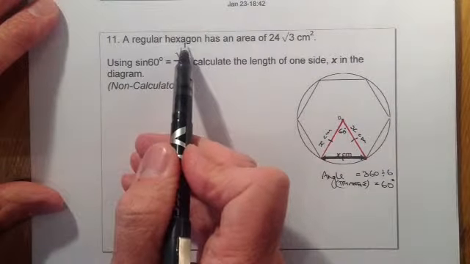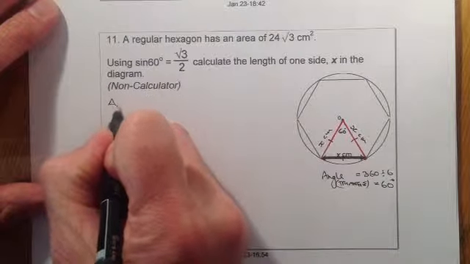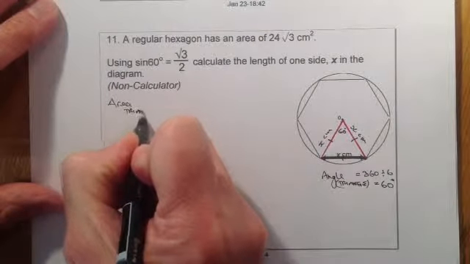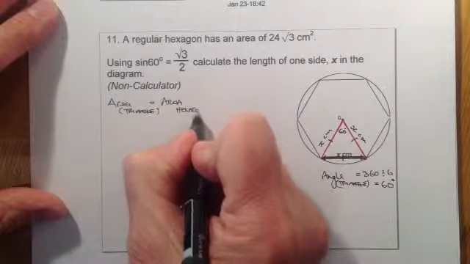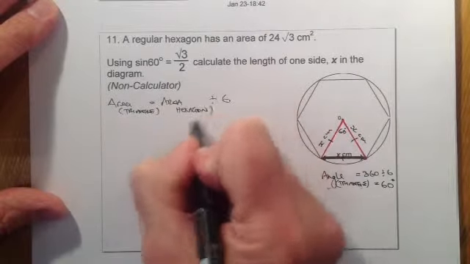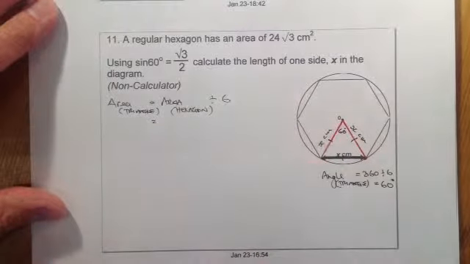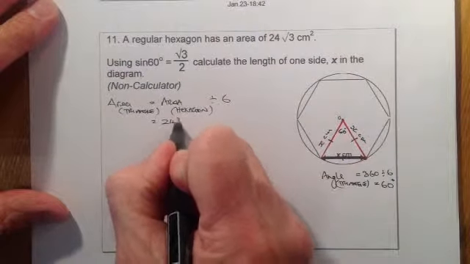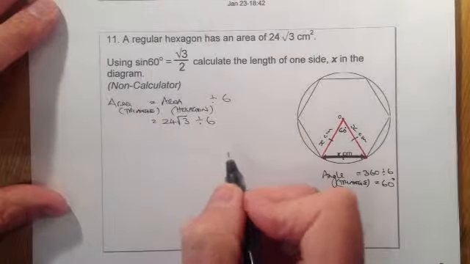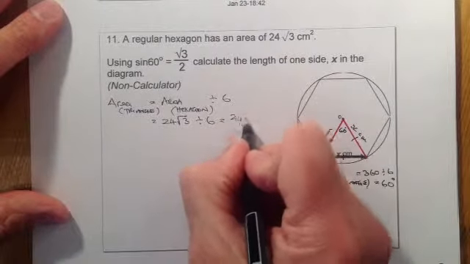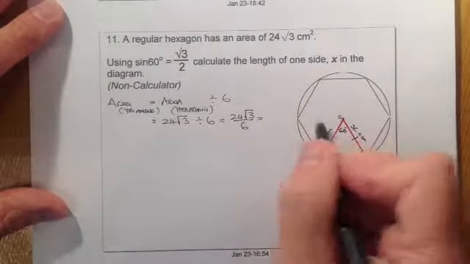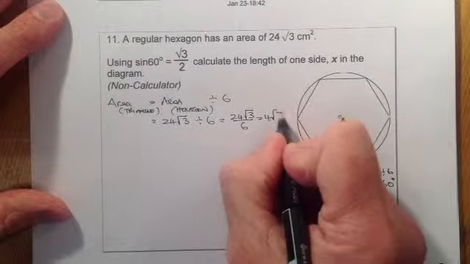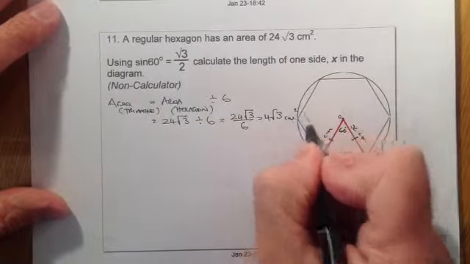Now I know the area of the hexagon, so I could say that the area of the triangle is going to be equal to the area of the hexagon divided by 6, because there's 6 triangles in there. Okay, so I've got 24 root 3 divided by 6, which is just the same as 24 root 3 over 6, which should give me, 6 into 24 will give me 4 root 3, and that's centimetres squared.